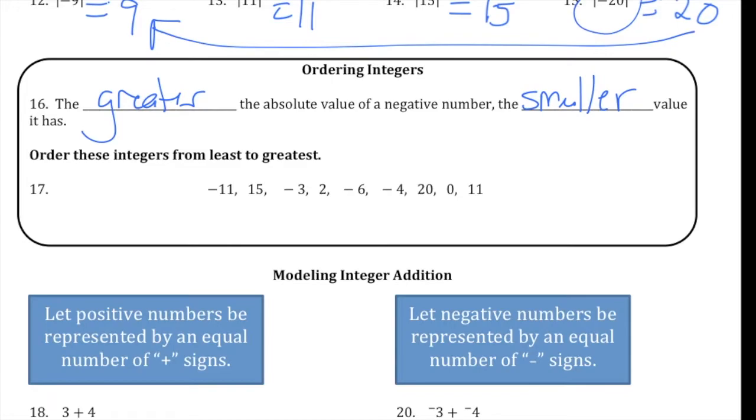So here we're looking through the list of numbers, and we're going to look for the number that's negative with the greatest absolute value. So I see -11, and then the next one would be -6, -4, -3, and then we're out of negative numbers, so we have 0, 2, 11, 15, and then 20.